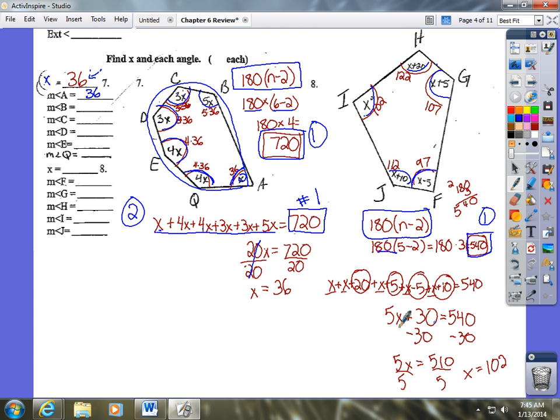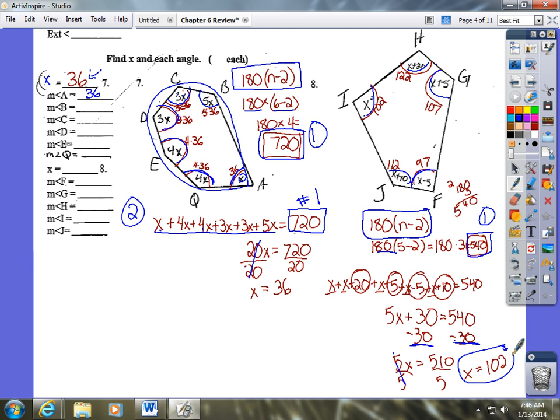And to solve it algebraically, I want to go ahead and subtract the 30 from both sides. That gives me 5x equals 510 degrees. I divide it by 5. Divided by 5, x equals 102 degrees. All right. So then I go and plug it back in. This is my third step. After I found out what x equals, that's my second step, I go and plug it back in.